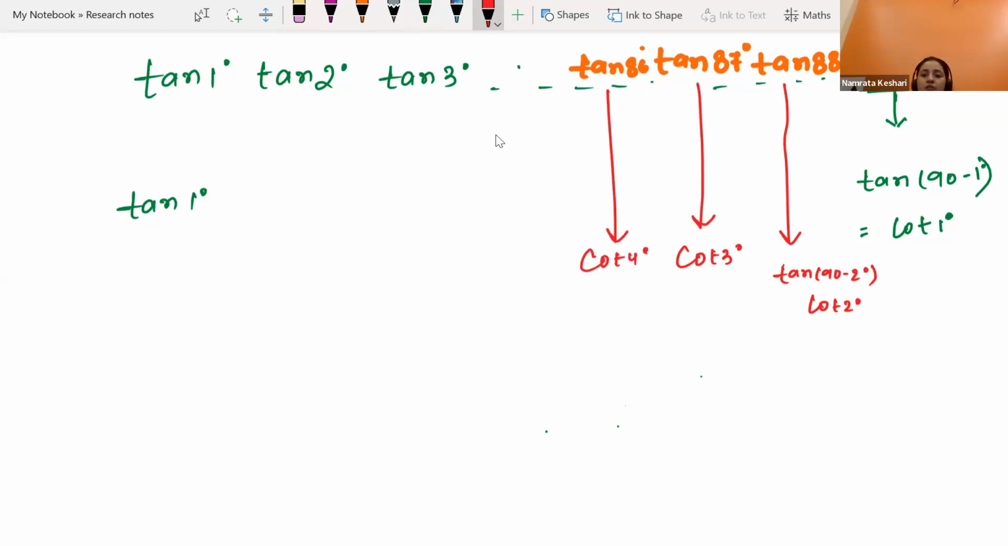Now, all will get cancelled out. All will get cancelled out. That is the main thing. So just a second. What was the option, Alina? 0, 1, 1/2, or not defined.